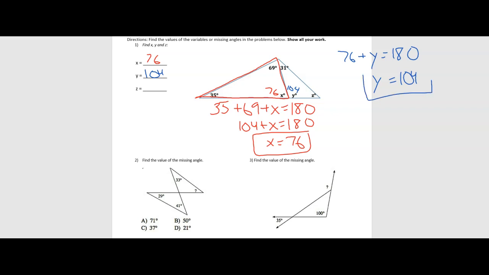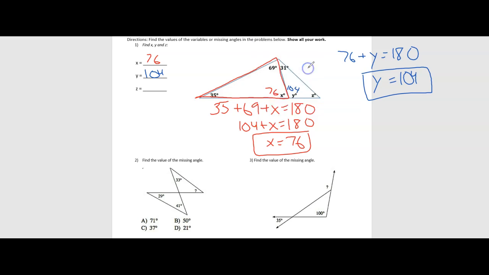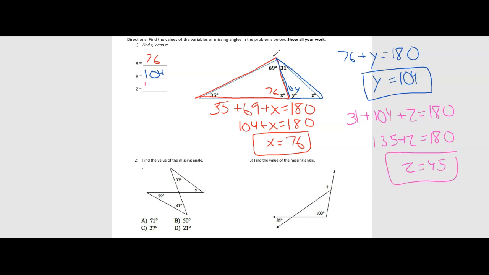And now you have several different ways you can find z. I'm just going to use the smaller triangle, this one right here. Another triangle sum theorem. So I have 31 plus 104 plus z is equal to 180. I get 135 plus z equals 180, and then I get z is equal to 45. We are done with problem number one. We'll go to number two.